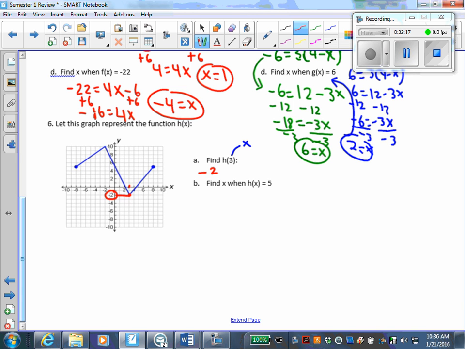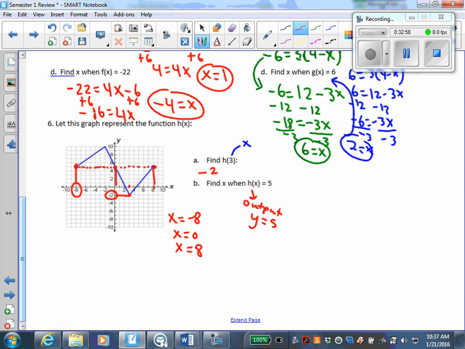Find x when h of x equals 5. That's telling me the output is 5, or the y is 5. So I go to where y is 5, which is right here. I've got a point right here, I also have a point right here, and I also have a point right here. There are 3 spots on my graph where y equals 5, and I want to give you the x values of those because it says find x. So here's one: x equals negative 8. Right here in the middle, x equals 0. And out here, x equals positive 8. So there are 3 answers to when the y value is 5, or the h of x value is 5.